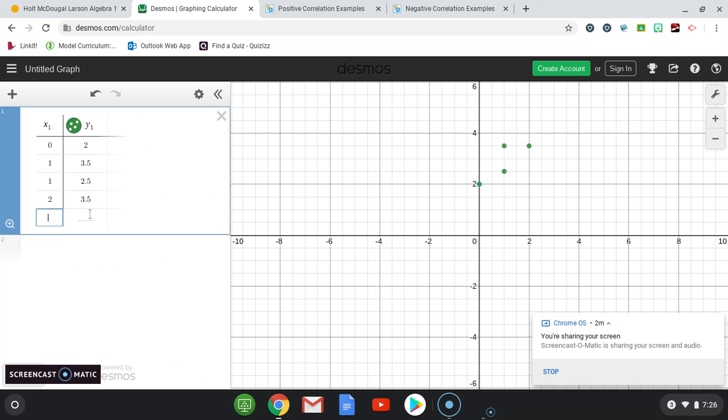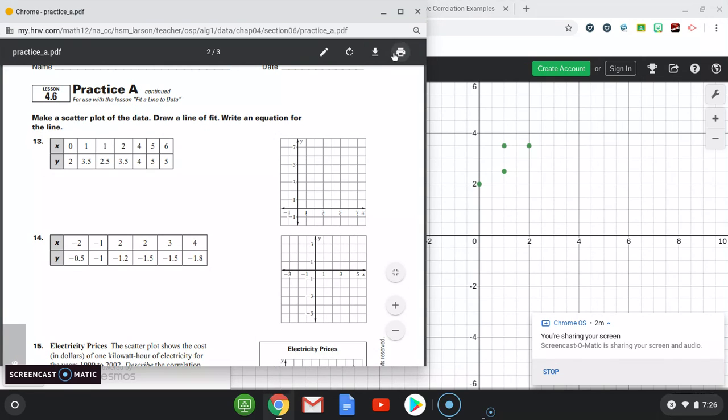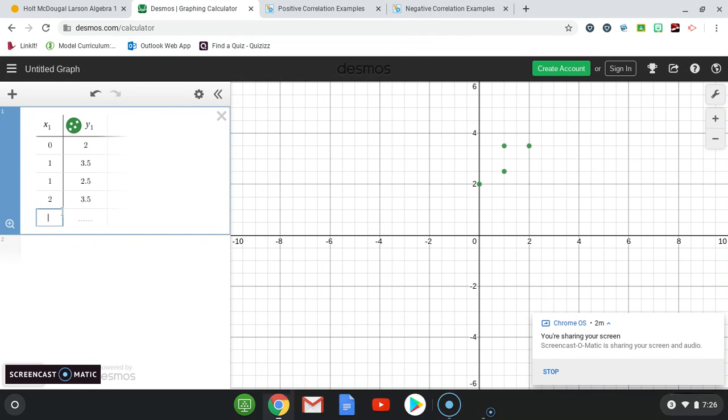All right, let's go to the next one. So you're going to type your points in here. 4, 4, 5, 5, 6, 5. Oh, that's easy to remember. Now, if you look over here, you can see that it's starting to generate that scatter plot. All right, so here's our scatter plot.